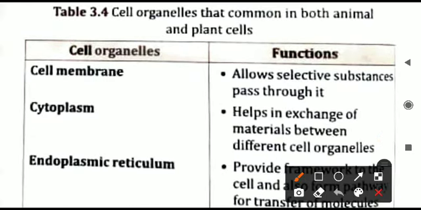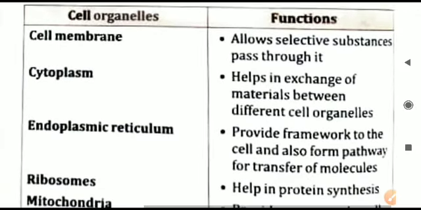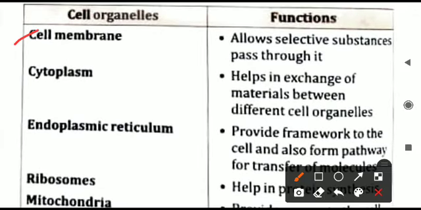Again one more table is given here, that is 3.4. We have completed the differences. Now we'll see in a short manner the functions of all the cell organelles. Although we have seen it in the explanation part already, here in this table that we are going to learn, they have given the same in a very short manner. You can learn it directly from here. So let us see. First is the cell membrane.